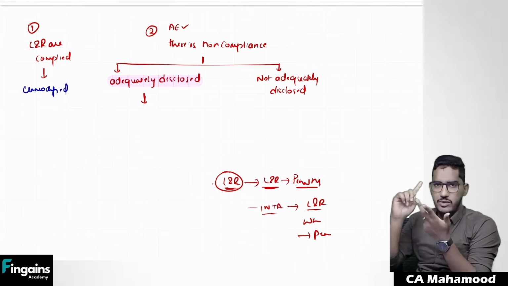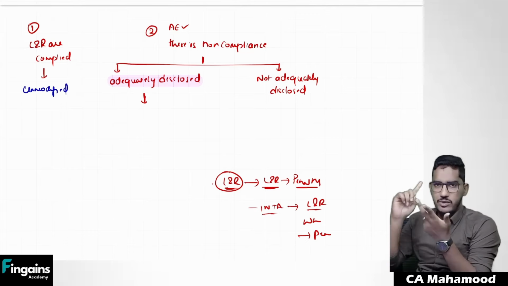So that's why here also the standard says no need to give a modified opinion. You can give an unmodified opinion because management did not hide anything. The financial statements are giving a true and fair view only. But in case management has not adequately disclosed, management violated some laws and regulations but is trying to hide it, you know there is a non-compliance, but management is not giving that information in the financial statements.